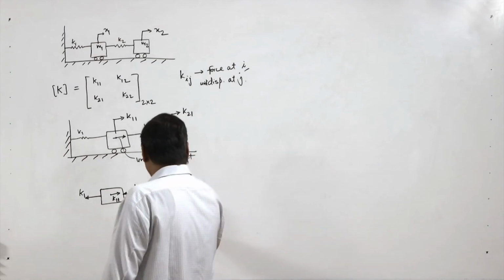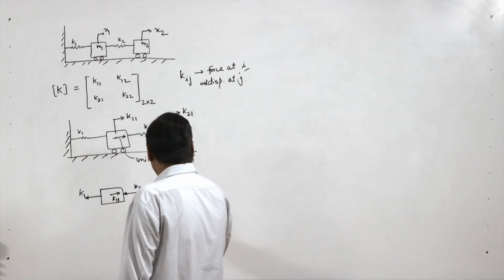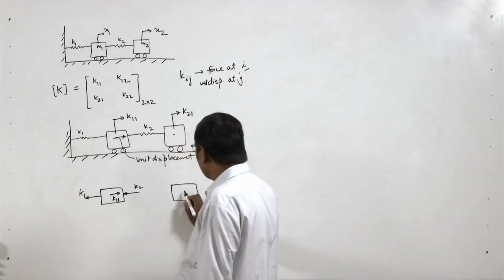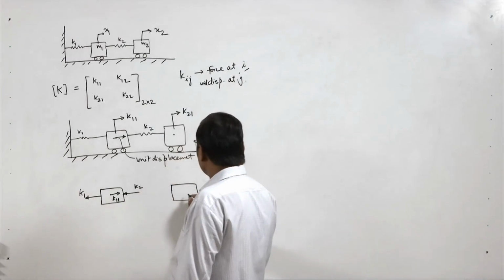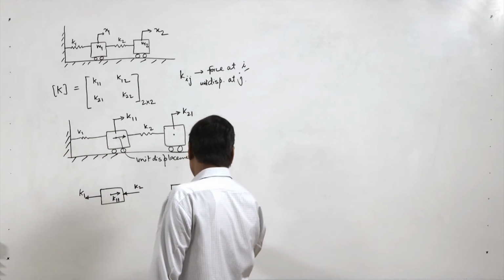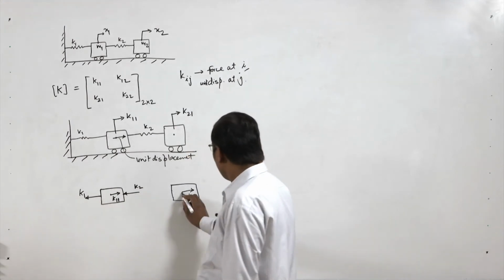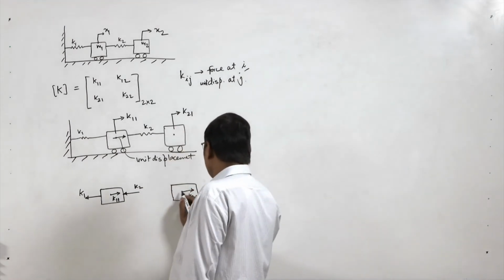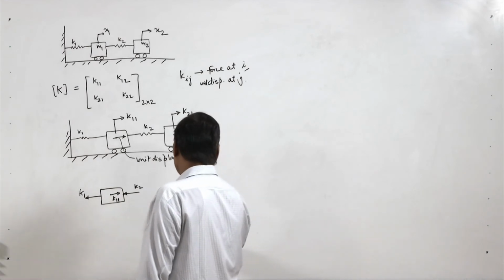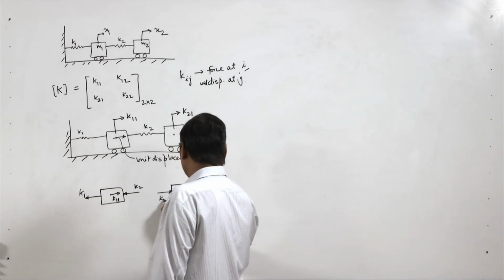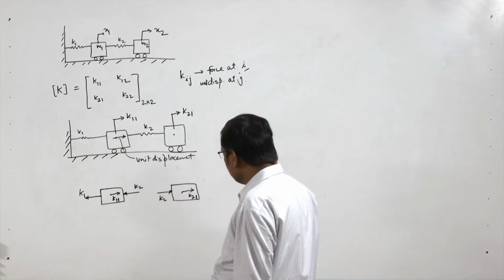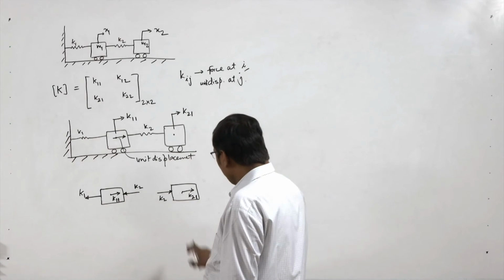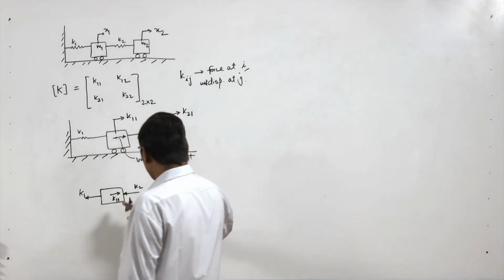Now this mass is fixed, so there is a force K21 on this mass, and then there is a spring force K2 due to that spring, and this will be opposite to this direction.